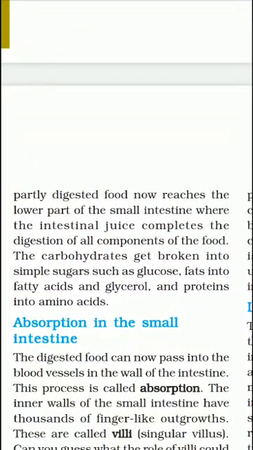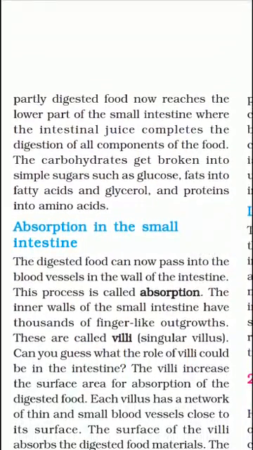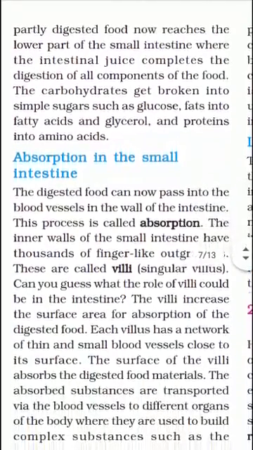The digested food now passes into the blood vessels in the wall of the intestine. The process is called absorption. The inner wall of the small intestine has thousands of small finger-like outgrowths. These are called villi. These villi increase the surface area for absorption of the digested food. That's why the process of absorption is very fast. The surface of the villi absorbs the digested food material.